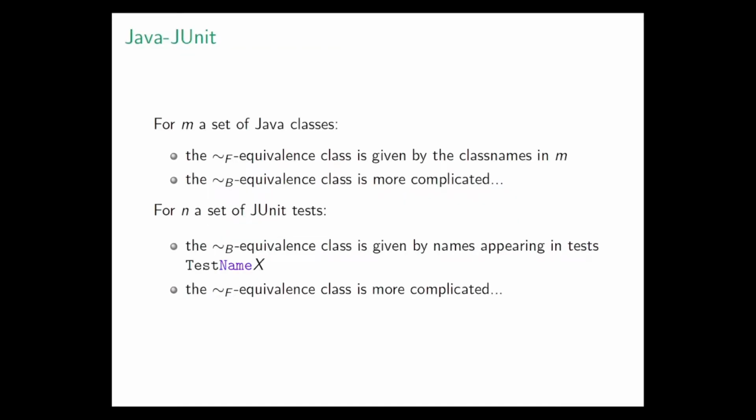And maybe it's worth reifying that in our example case. What tends to happen is that the consistency relevant information is easier to identify than the rest. And so in our case, the tilde F equivalence class of the Java classes is given by the set of class names in it. That was the consistency relevant information there. And for the set of JUnit tests, the tilde B equivalence class was given by the names that appear in the tests of those particular forms.